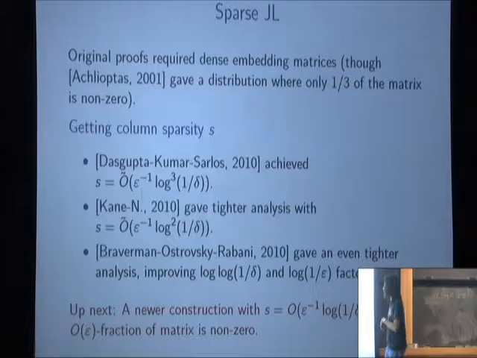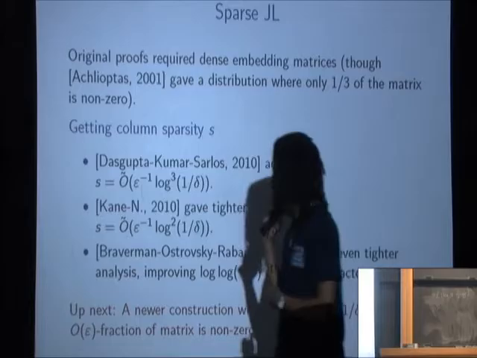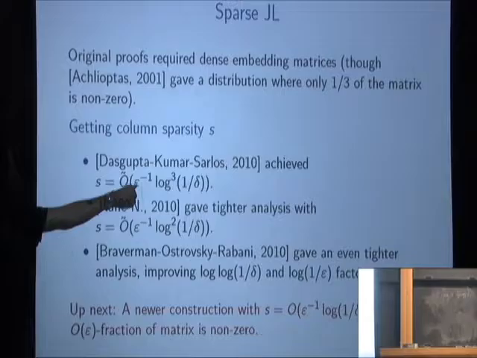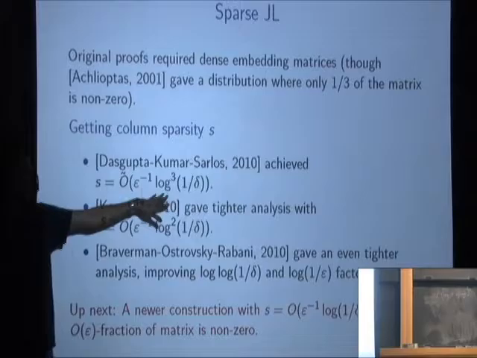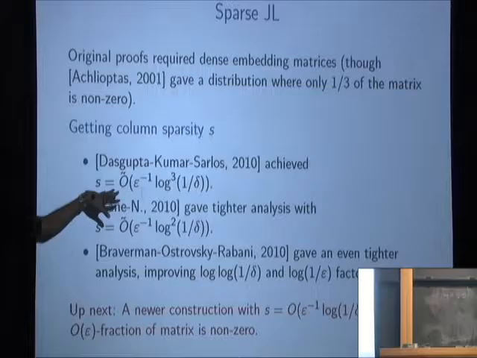The first thing to get some kind of improvement for the sparsity bound was by Dasgupta, Kumar, and Sarlos. Remember that k is like 1 over epsilon squared times log 1 over delta. They get that only 1 over epsilon entries are non-zero per column, although the dependence on delta is larger. So this is only sparse when epsilon is very small compared to log 1 over delta.